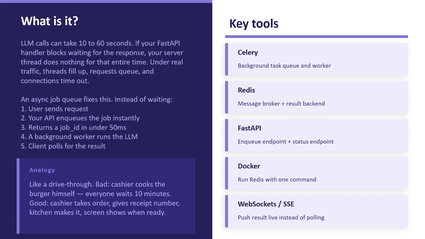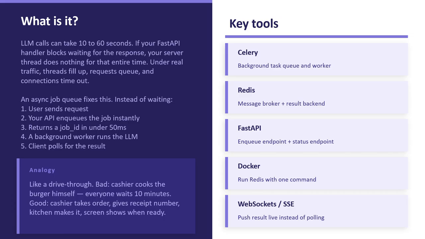Under real traffic load, all your threads fill up quickly. New requests queue behind each other. Eventually, HTTP connections start timing out, meaning clients give up waiting and receive an error. An async job queue solves this with a pattern you may already know from video encoding or email sending.